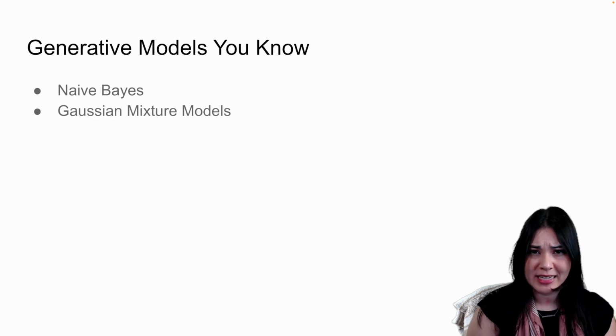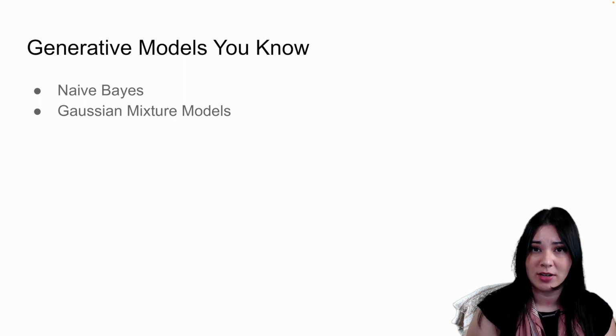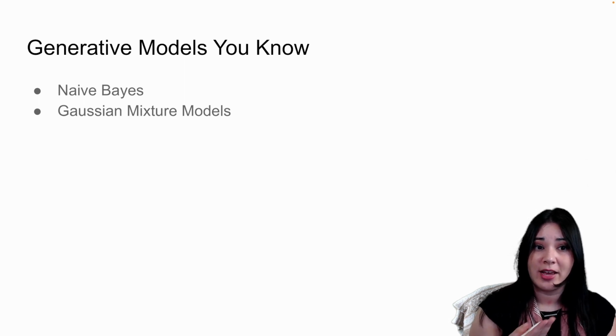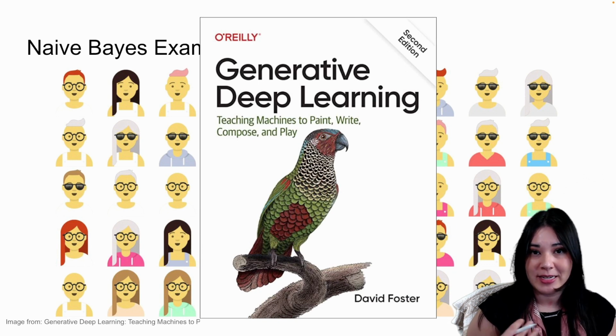And with all of the examples we talked about, you might be thinking, wow, generative models are so cool and so complicated, but it turns out you've already learned some generative models in CPSC 392. Those models are naive Bayes and Gaussian mixture models. Let's look at a really cool example of using naive Bayes as a generative model. This comes from the book Generative Deep Learning by David Foster.